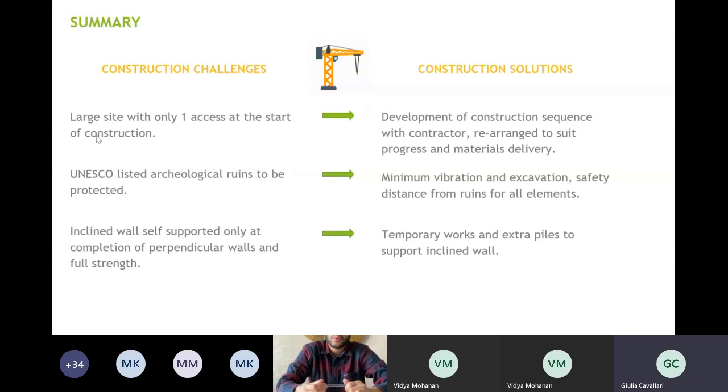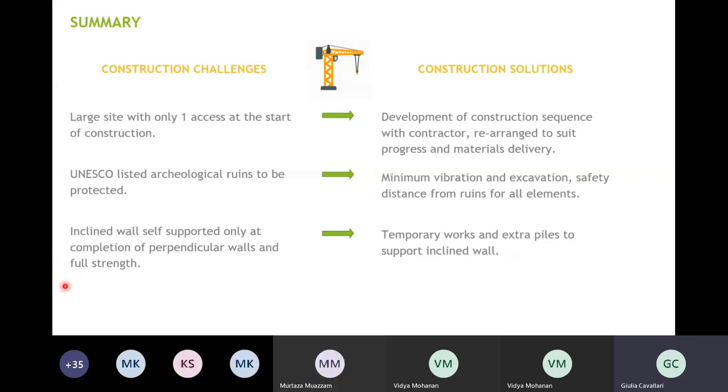The construction challenge was that the large site only had one access, and we had to develop the construction sequence with the constructor and rearrange it several times to ensure progress at site, materials delivery, and continuity of work. Another construction challenge is that it's a UNESCO listed site with ancient ruins, and we had to keep vibration to a minimum and preserve the ruins without any damage.